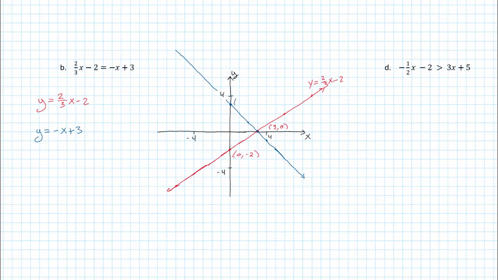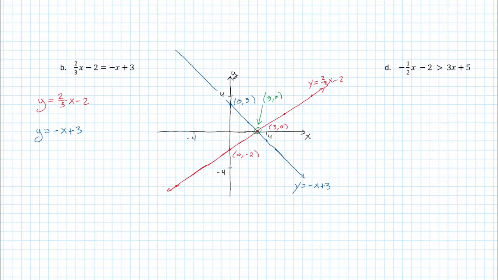Label our y-intercept of 0, 3. Label the line y equals negative x plus 3. Go ahead and circle that intersection point of the two. This is the point 3, comma 0. Also the x-intercept for the y equals negative x plus 3.